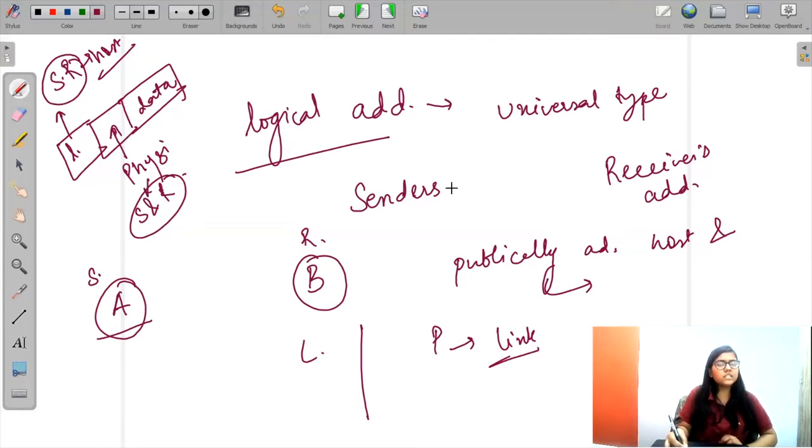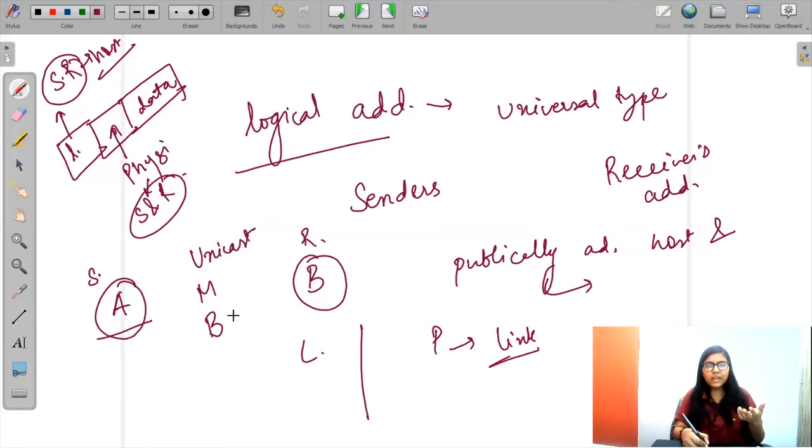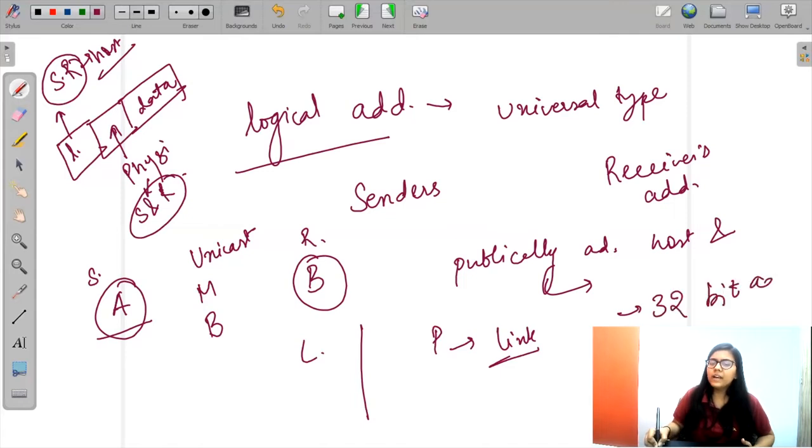Here also, logical addressing can be of three types: unicast, multicast, and broadcast. I'm not reiterating what unicasting, multicasting, and broadcasting are, because I just explained it through an example. It is the same here, while the size and format are fixed: it will be 32-bit addressing. So this is all about logical addressing.